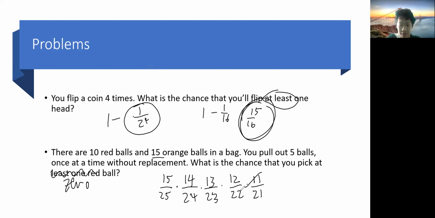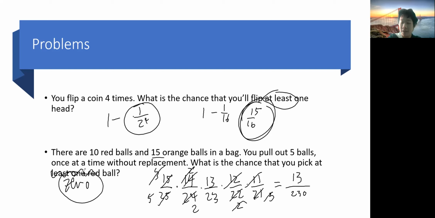Well, I can simplify a lot of this. I'm going to cancel 2, and then 12 and 24 are canceling. 2 down here, 24 and 11 are canceling, got 3. 15 and 25 are canceling, got 3 and 5. These 3's cancel. Oh god, these 2's cancel. So it seems like all we have left is 13 over 5 times 2 times 23, which is 230. This is the chance I get 0 red balls.